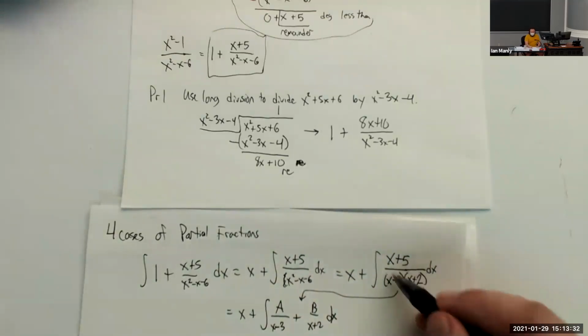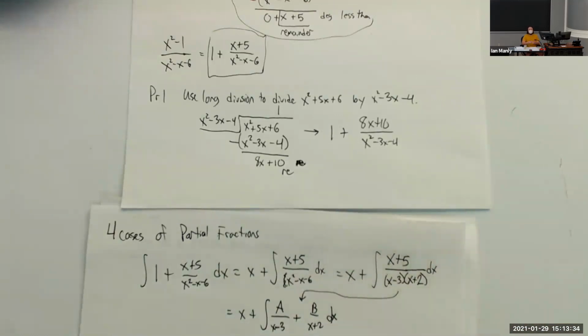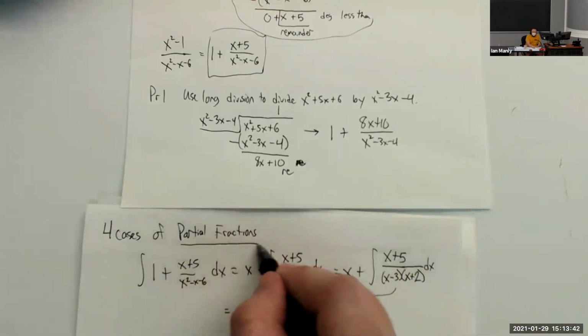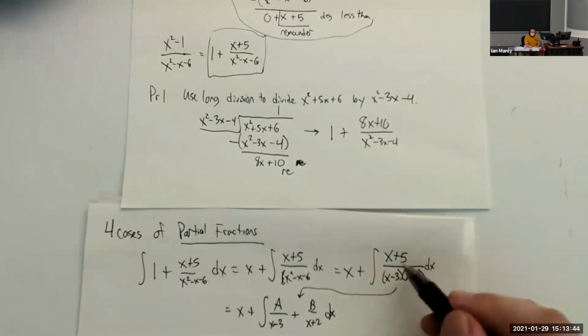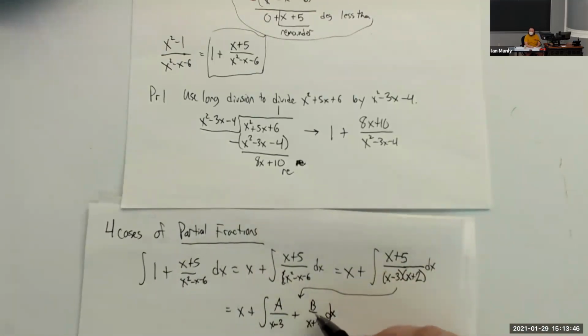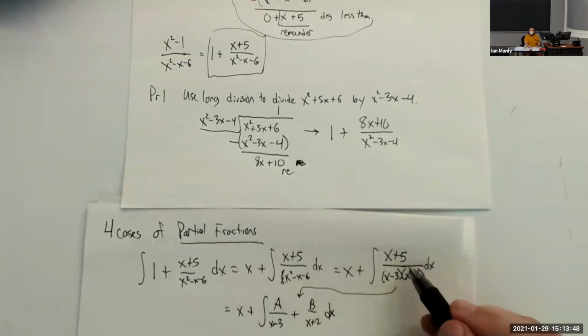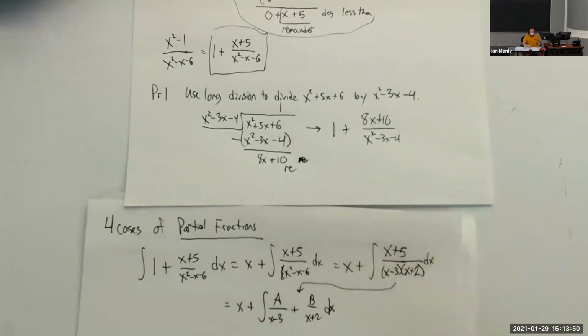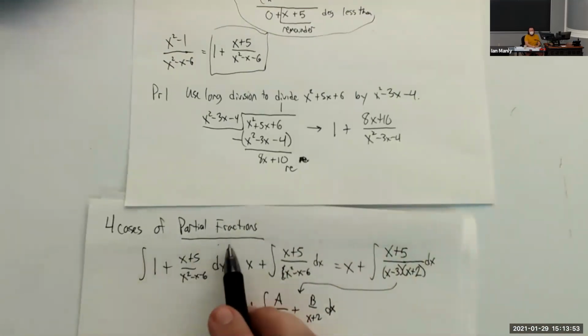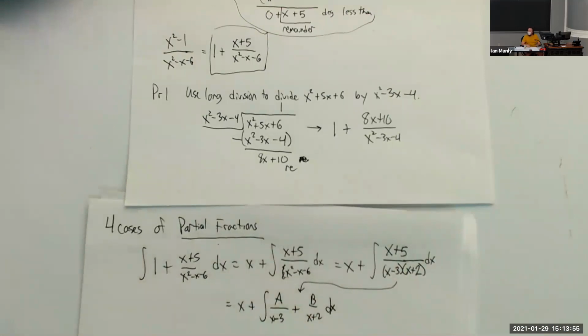But from here, it doesn't really look like we could do that. You can't split up multiplication on the bottom and turn it into addition; that's not how fractions work. So how are we supposed to get from here to here? That's what partial fractions is. Partial fractions is the process of figuring out what these coefficients are so you can split up your rational functions. There are going to be 4 separate cases of this. We're going to do 2 of them today, and 2 of them on Monday.